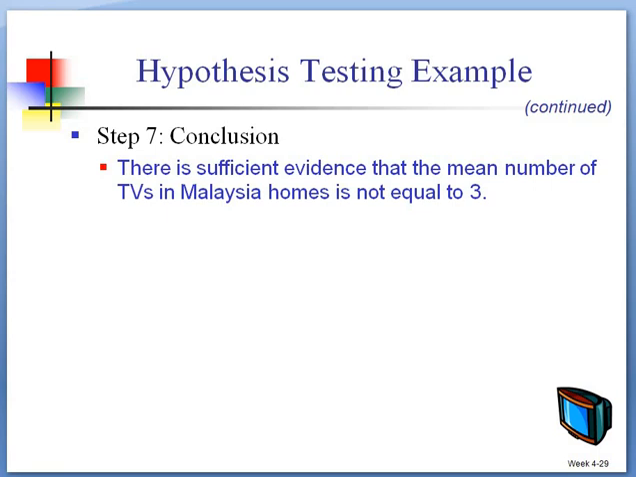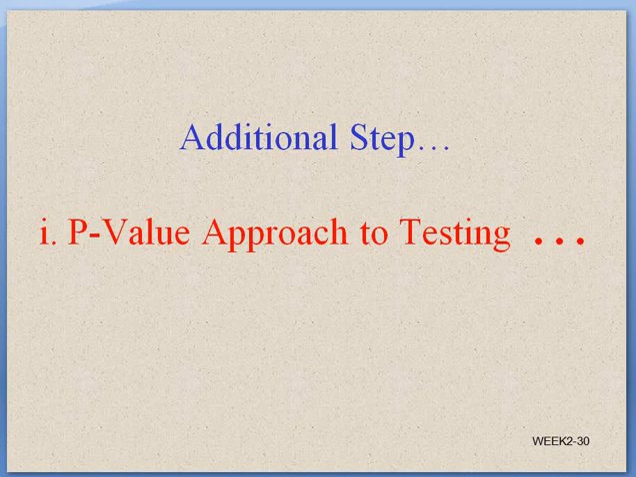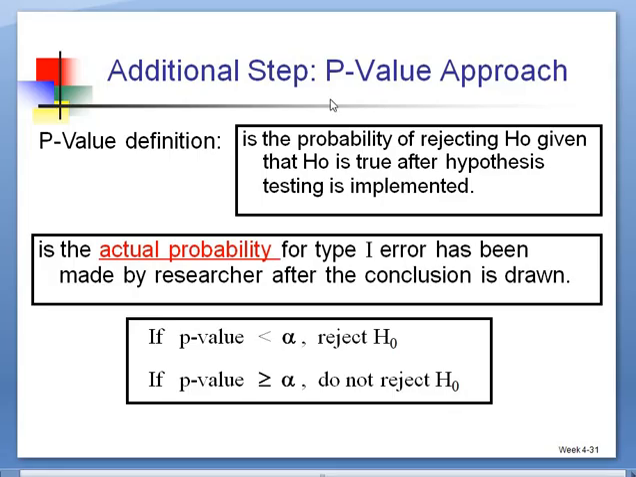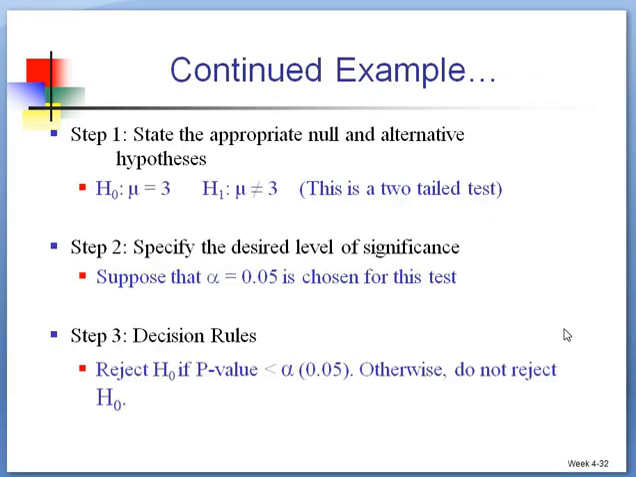Now, if the question asks you to find the p-value: the p-value is the probability of rejecting the null hypothesis given that the alternative hypothesis is true after the hypothesis testing is implemented. And the p-value is the actual probability that a Type 1 error has been made by the researcher after the conclusion is drawn. If the p-value is less than alpha, reject the null hypothesis. If the p-value is greater than or equal to alpha, do not reject the null hypothesis.